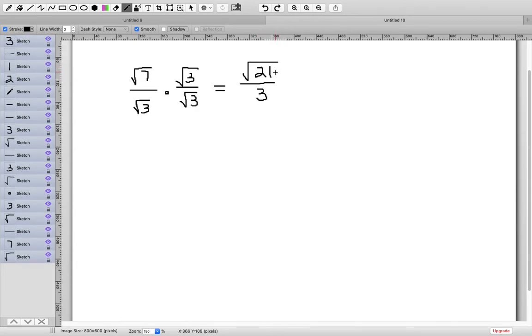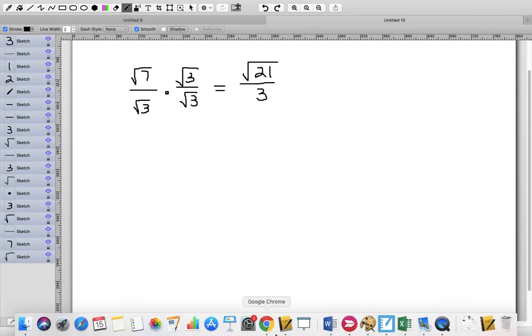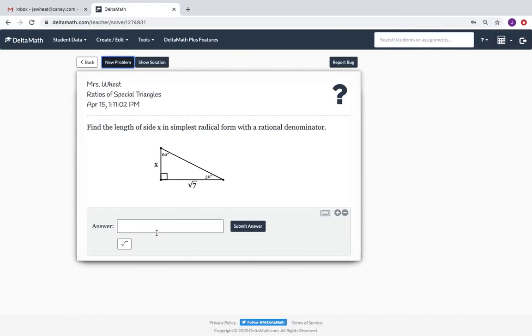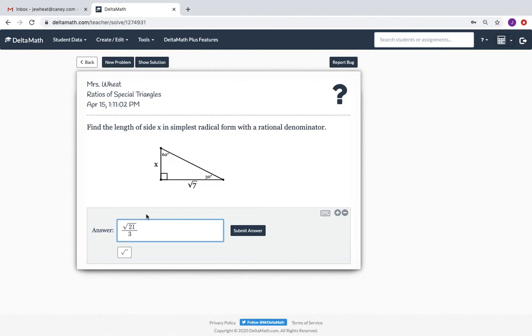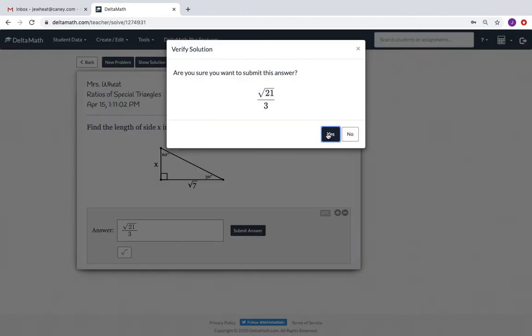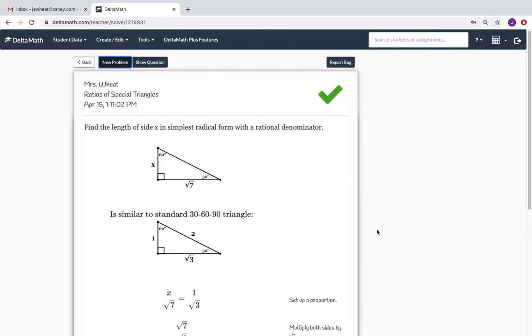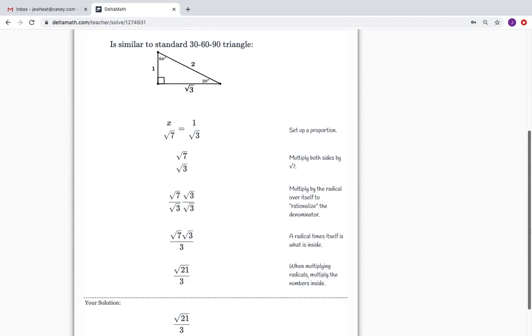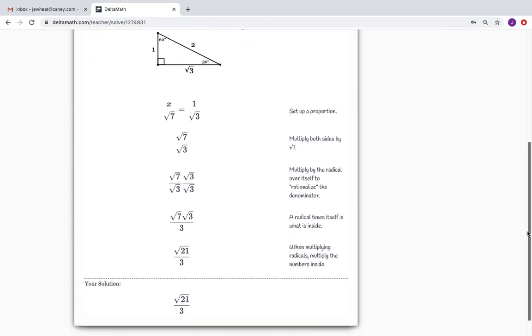Okay, the square root of 21, we cannot break that down anymore, so we're going to leave it just like that. So then when we go back over here to Delta Math, my answer should be square root 21 divided by 3. We're going to submit that answer. Okay, and then it shows that that's correct and then walks you through why it's correct.